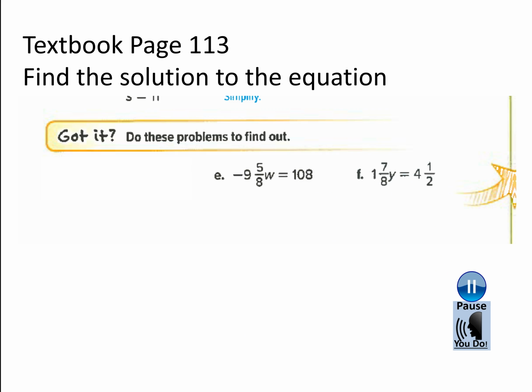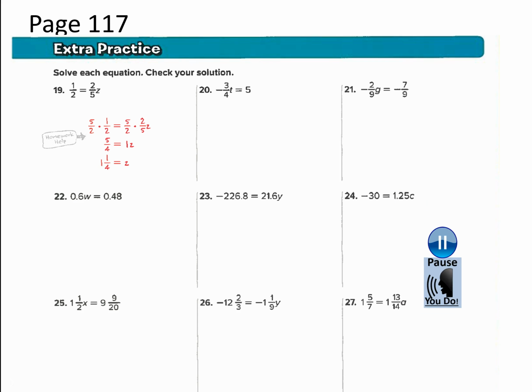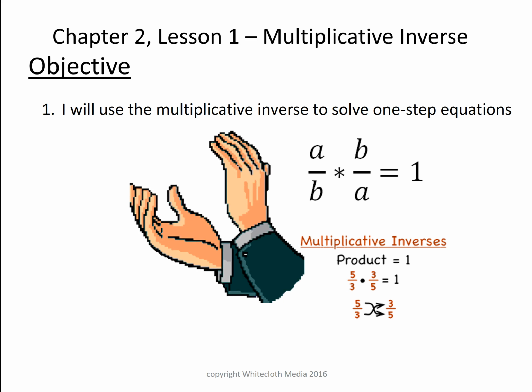All right. Here are two more on page 113. You go ahead and do those two. Page 115, I want you to work on those. Now here, don't worry about this. Just because it's a decimal doesn't mean anything. I still have to divide both sides by that coefficient. And extra practice on page 117, take care of that.